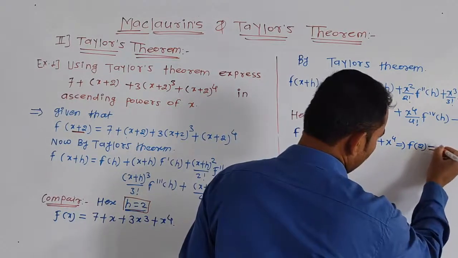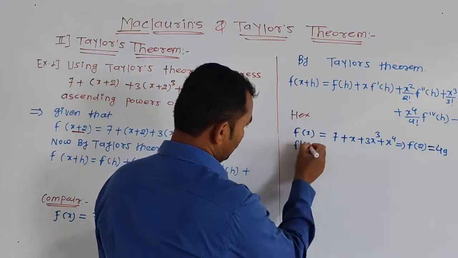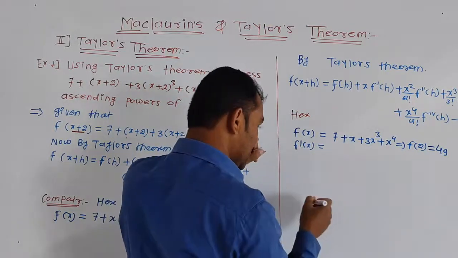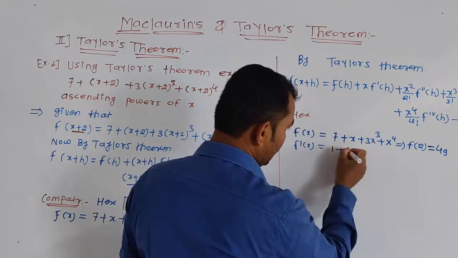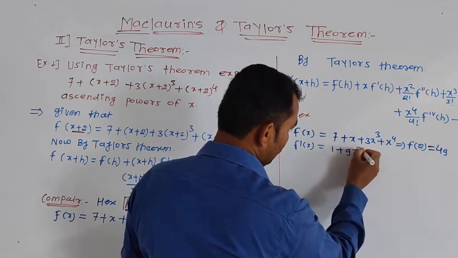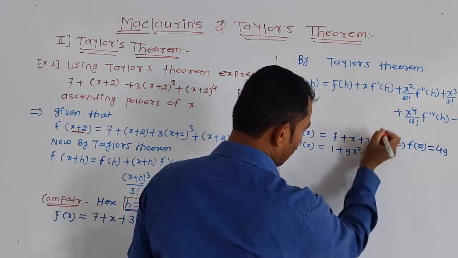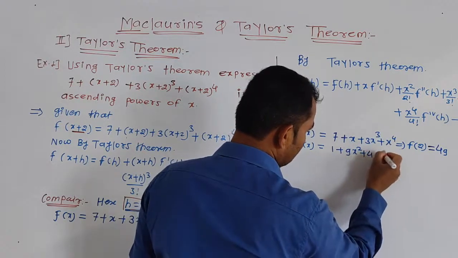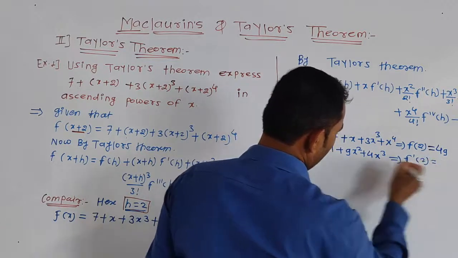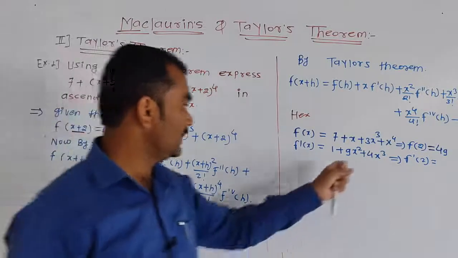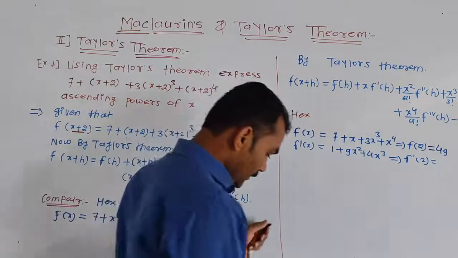Solve this by using calci, you will get the answer 49. Also f dash of x, differentiate this: the derivative of 7 is 0, the derivative of x is 1, plus the derivative of 3x cube is 9x square, plus the derivative of x raised to 4 is 4x cube. Then f dash of 2, put x is equal to 2. Here is 4 and here is 8. Solve this by using calculus, we get f dash of 2 is 84.